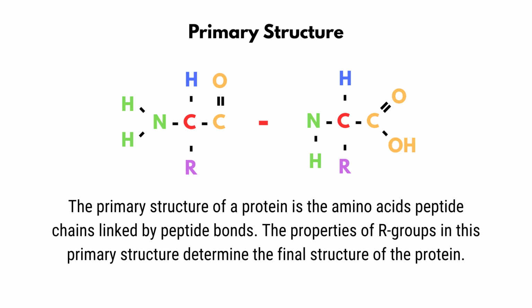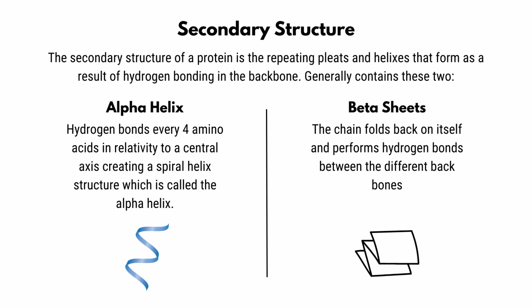But essentially, this is the polypeptides that we just talked about and are held together by peptide bonds in the amino acid backbone. Secondly, we have the secondary structure, which is more of a repeating pleats and helixes that form as a result of hydrogen bonding in the amino acid backbone.